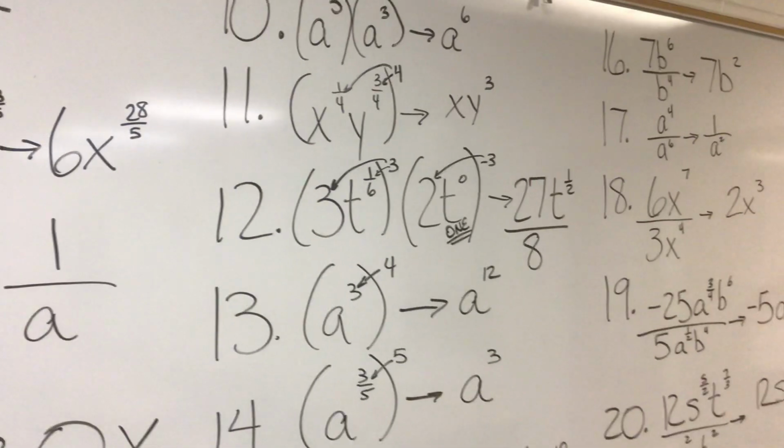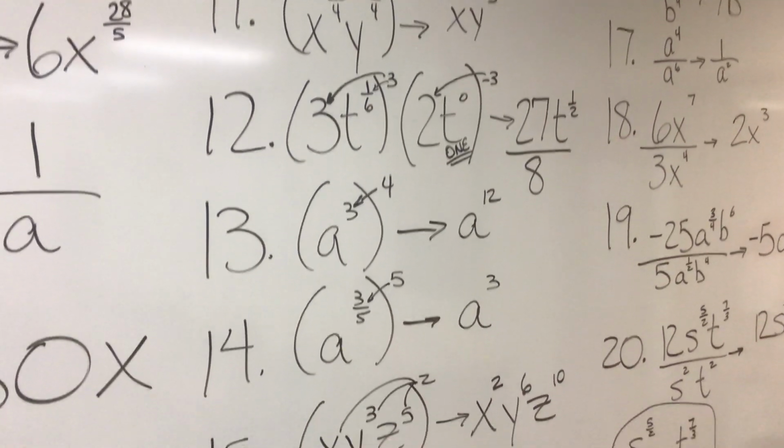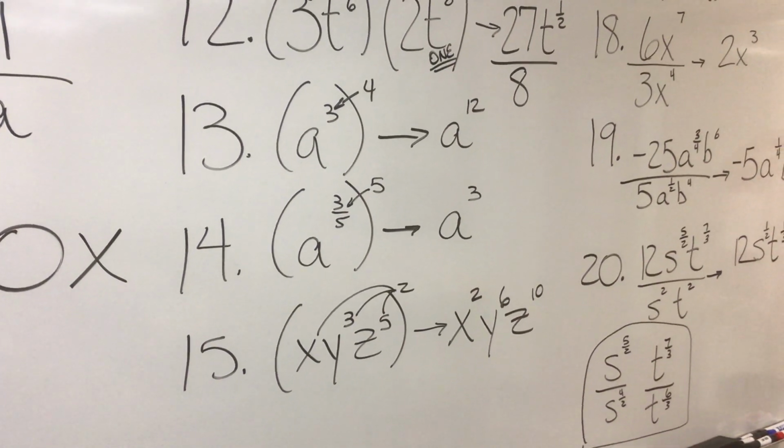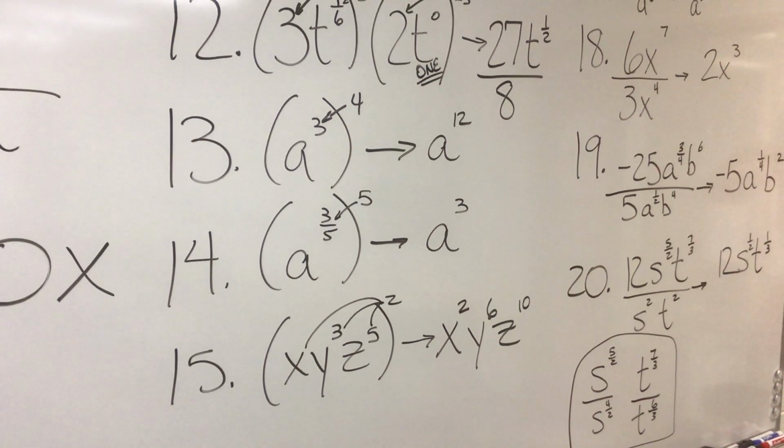13, very straightforward. Power to a power, multiply. 3 times 4 is 12. 14, power to a power, multiply. 3/5 times 5 is 3. So a to the 3rd.